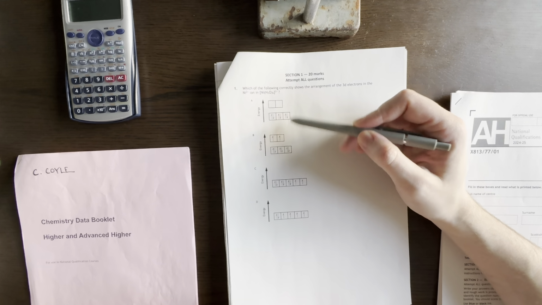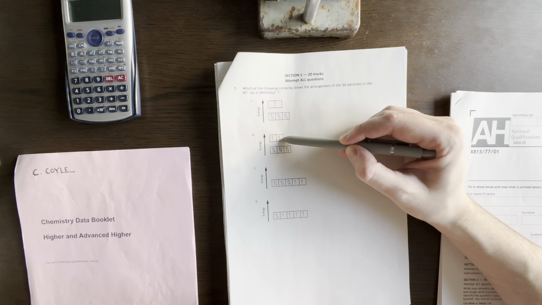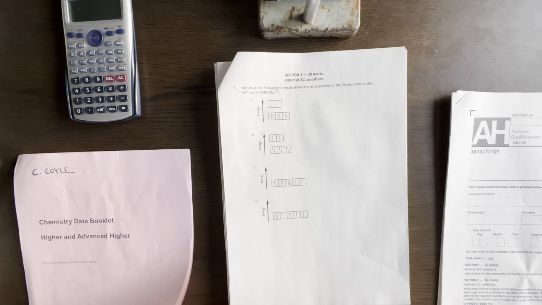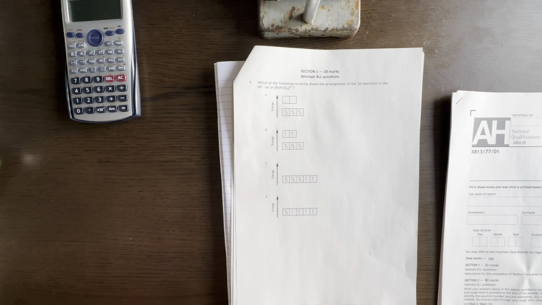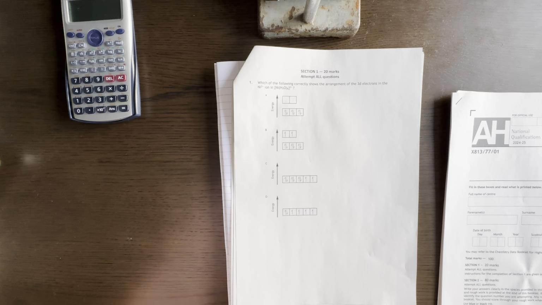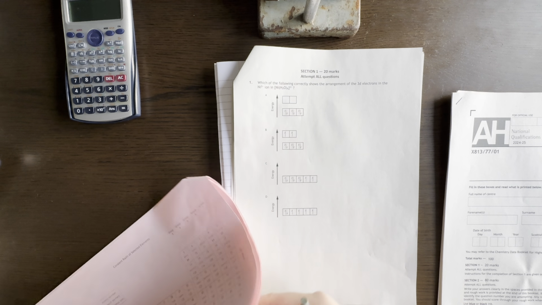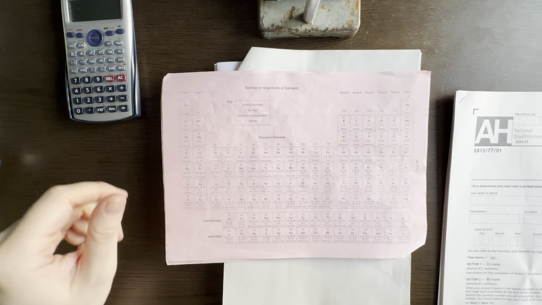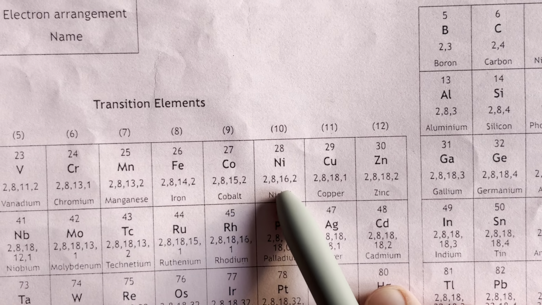Well, that's dealt with in the question as well. Clearly it's 1, 2, 3, 4, 5, 6, 7, 8, or 1, 2, 3, 4, 5, 6. So we need to check the data book to see what's going on there. What you're looking for is the d electrons only. Okay, so first thing I'd be doing would be finding nickel itself, which is there.